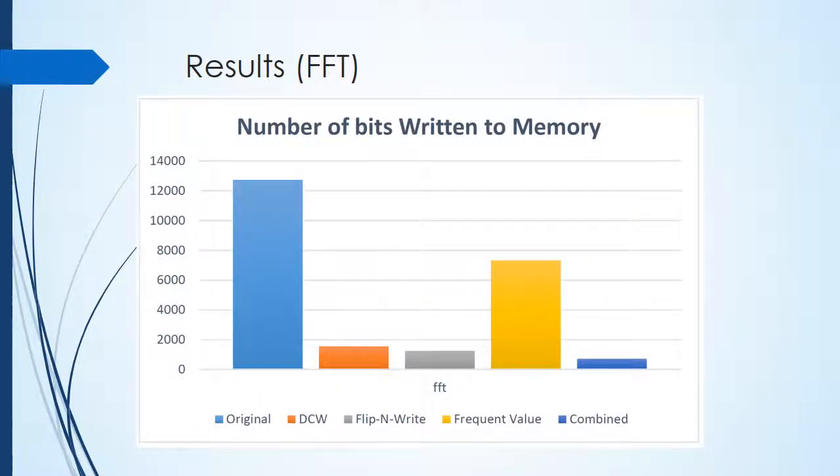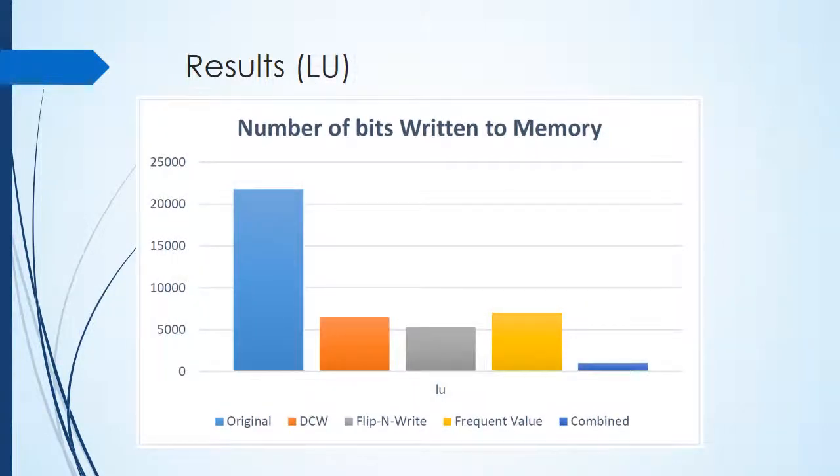We obtain the same results by using another application, the FFT application, which is also taken from Splash2, and we see that the trend is almost the same as the radix. Then the other application is the LU, which is also taken from Splash2. But here we notice that the DCW, flip and write, and frequent value are almost the same. They're giving us the same improvement upon the original. But then the combined is much better than each one of them. So basically we can achieve a good improvement by combining the two architectures of flip and write and frequent value for some applications.